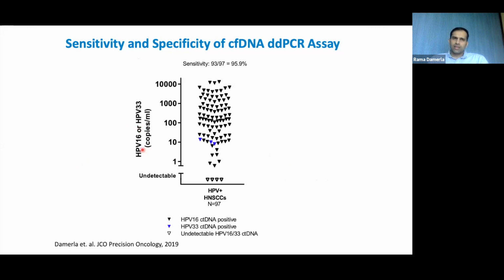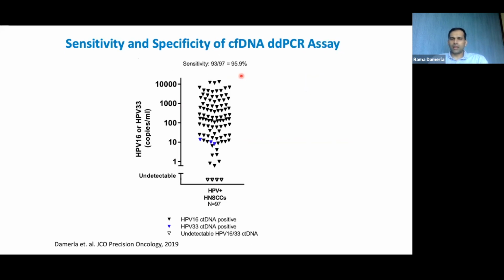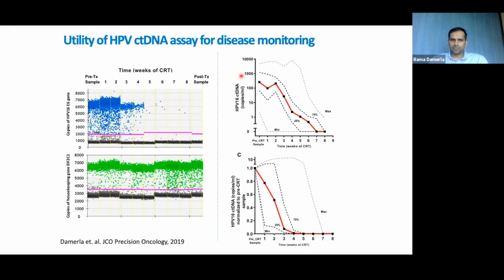on the y-axis, we have HPV-16 and 33 copies. In our 97 patients, we were able to detect HPV in 93 of them. So we actually developed a pretty sensitive technique that was able to detect HPV in 96% of these patients. So there was a sensitivity of around 96% and a specificity of around 100%.